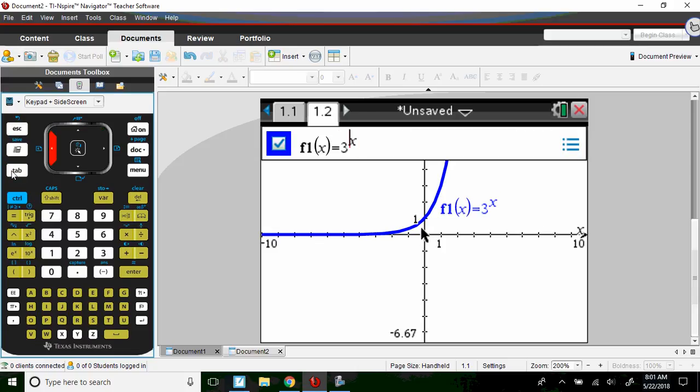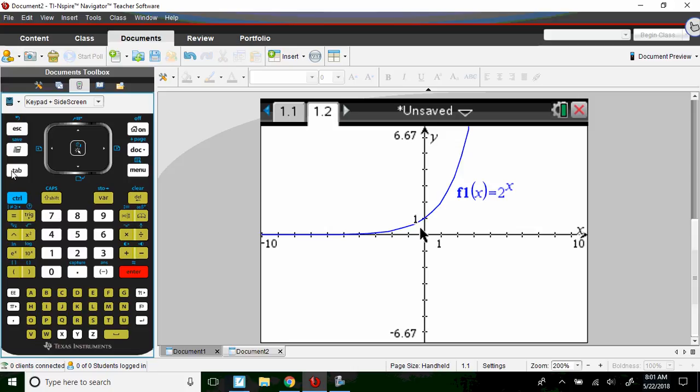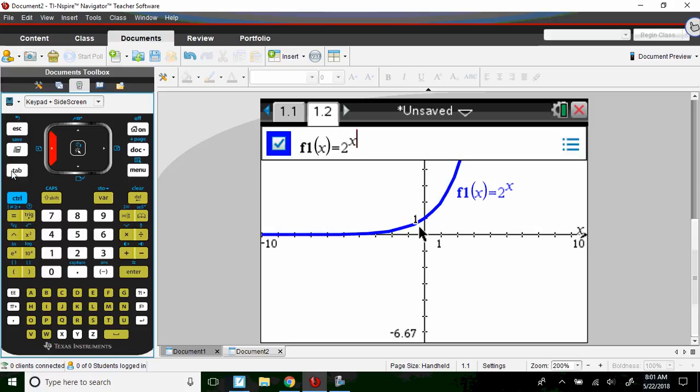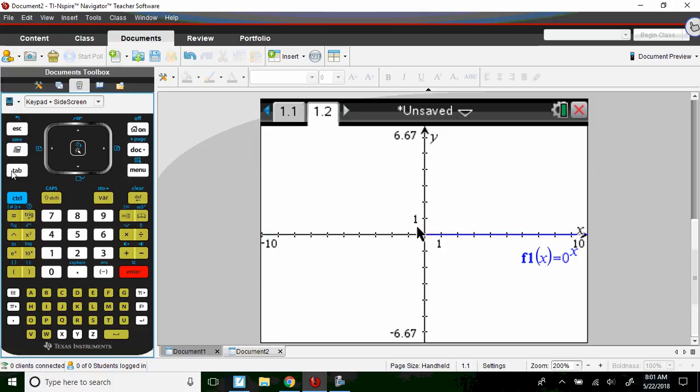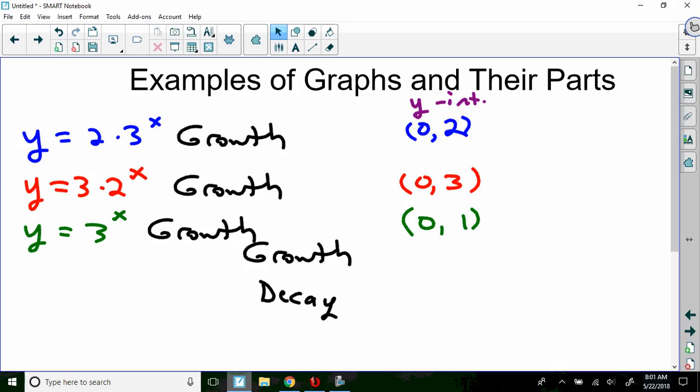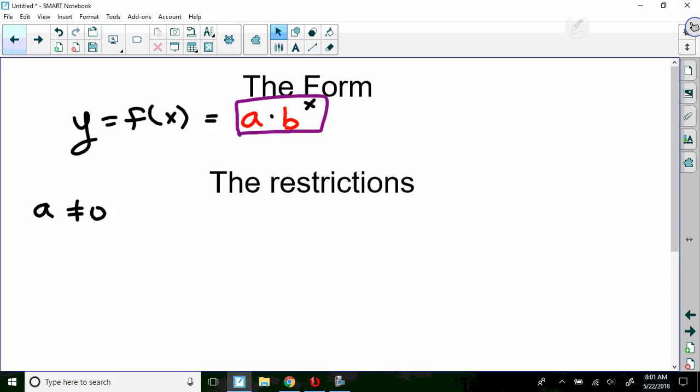So this b value is 3 in its growth. The b value is 2 in its growth. What do we want to try to make that b value? As small as possible? Well, let's make it 0 and see what happens. Oh, that's the x-axis again. Dang it. So we already said that a shouldn't equal 0. We better go ahead and say b's not allowed to equal 0 also, right? Because if either one equals 0, then we have a horizontal line, and that's not very exciting. That's not an exponential function.